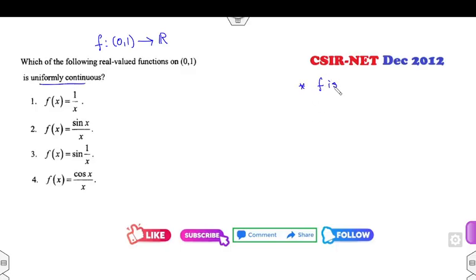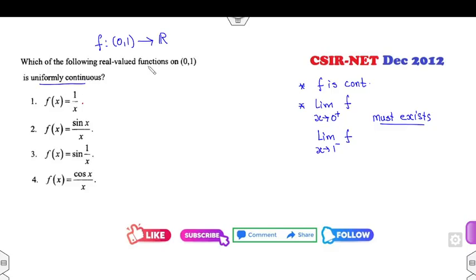What are the properties? You need to prove that f is continuous, and because it's an open interval, your target is to prove that the lower limit at 0 positive and the upper limit at 1 negative must exist, because the interval is finite, so the limits must exist.